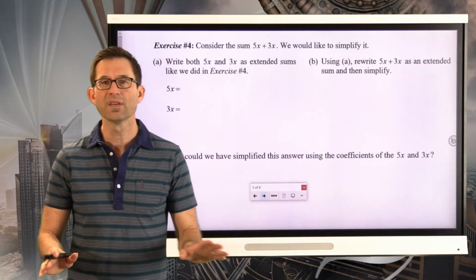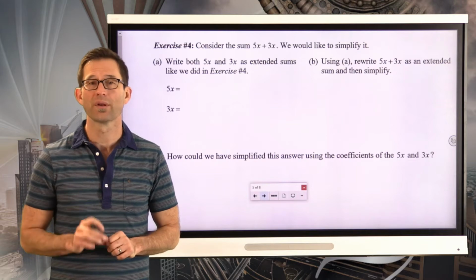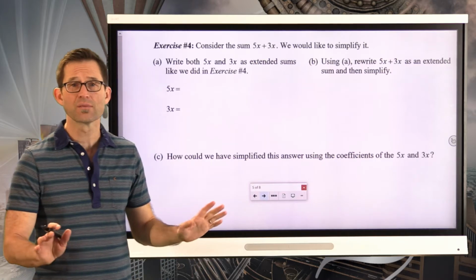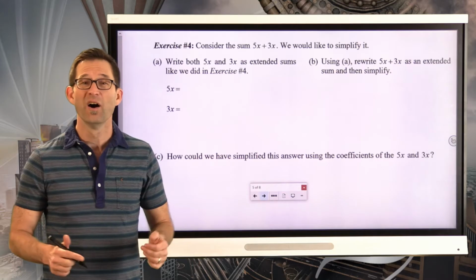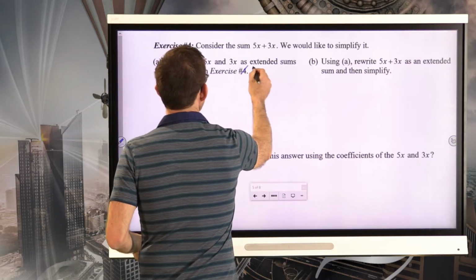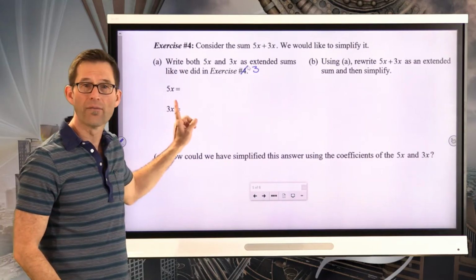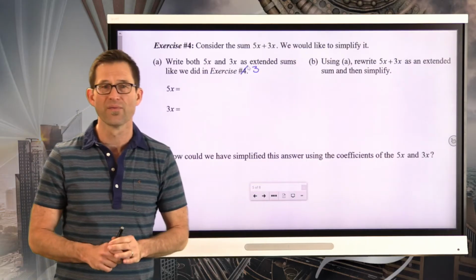Now let's put it all together and understand combining like terms. Here we go. Consider the sum 5x plus 3x. We want to simplify that. Letter A. Write both 5x and 3x as extended sums like we did in exercise number 3. In the last exercise, do exactly what we did, write out 5x as x plus x plus x, etc., and 3x the same. Why don't you go ahead and pause the video and do that?